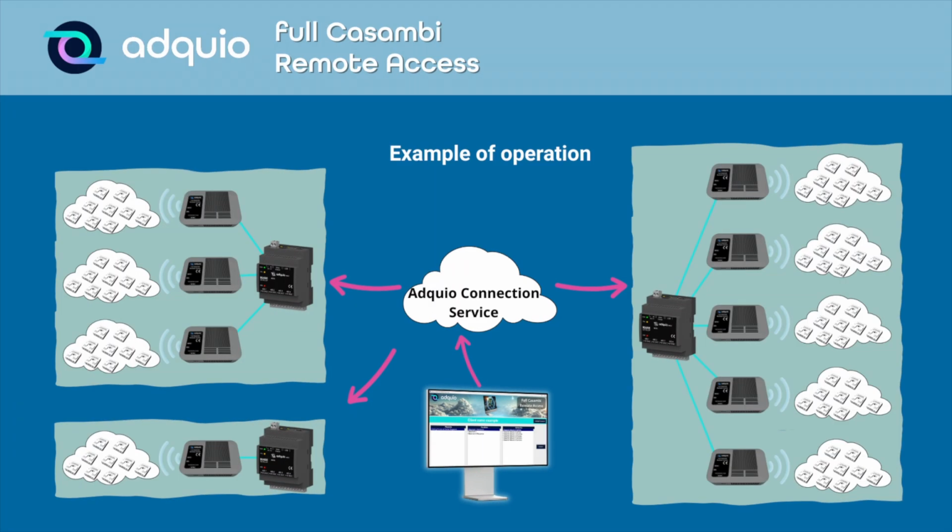It is essential to note that, for this system to work, in the client installation where the Casambi networks are located, there must be at least one Adquio controller, from an Adquio Mini to any of the higher controllers, including the Adquio server. And this is important, because this Adquio Mini is the one that will manage the connections with all the Casambi networks of that installation.